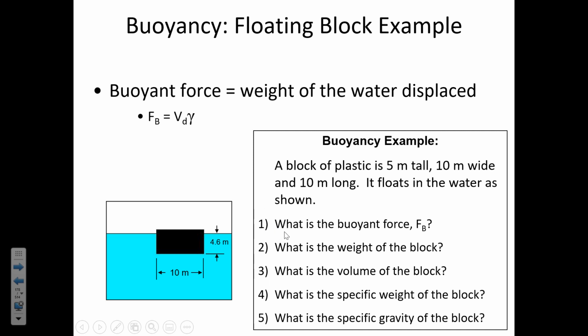So the first point here, what is the buoyant force? Use this equation. It's the volume displaced multiplied by the unit weight of the fluid. So here the fluid is water, unit weight 9810, and since it's floating in equilibrium, I'll tell you that right now, that means the buoyant force is equal to the weight. So all the rest of these you can calculate knowing that it's floating in equilibrium. So let me pause for a second, give you a few moments to do these calculations.